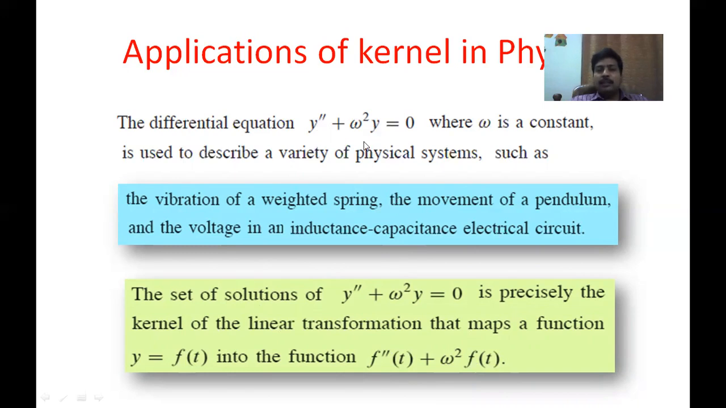So if you find the kernel of this linear transformation, you find the solution for this equation. So solving this problem is equivalent to finding the kernel of the linear transformation, which maps the function y is equal to f of t to f double dash t plus omega square f of t.